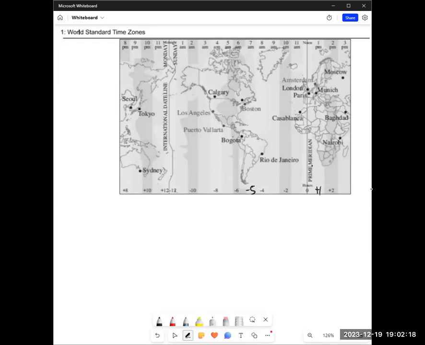All right, so the difference between -5 and +1, 1 minus a -5, this is for part A, is going to be 1 plus 5, which is 6, and we could actually count that right here: 1, 2, 3, 4, 5, 6 to get to that time zone.